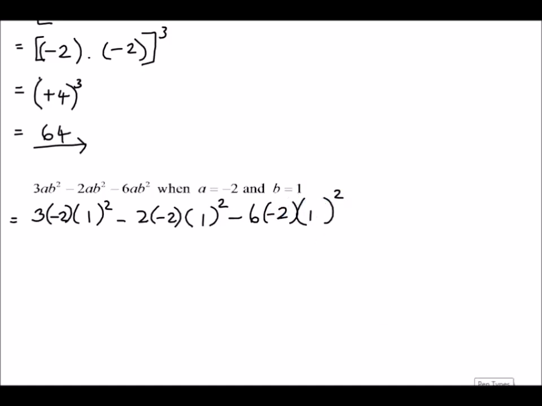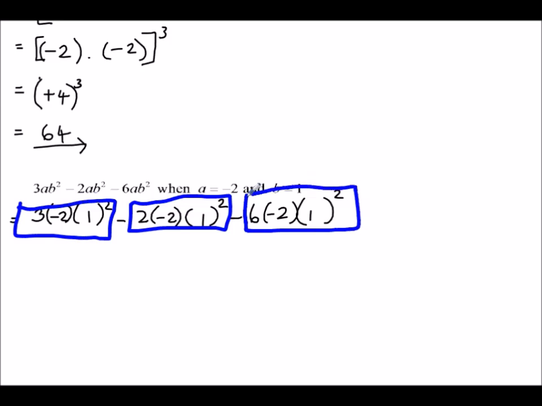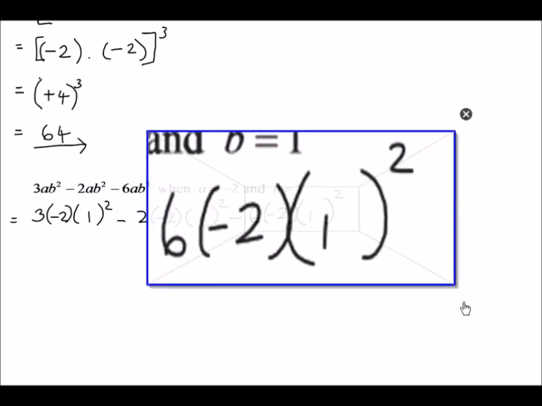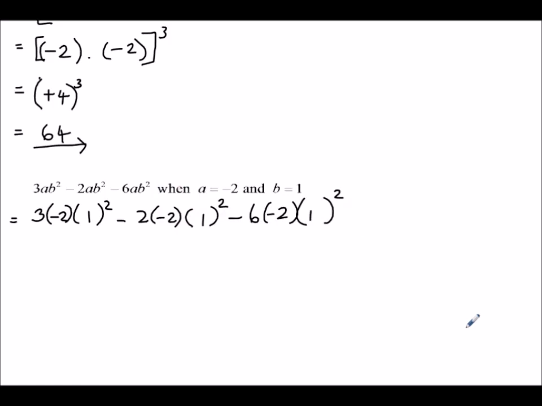I now have 3 terms. There's one term, here's the second term, and here's the third term. Now remember, the signs belong to the term that follows it. Right, so I'm going to simplify each one on its own, separately. Okay, so I have 3. I must first deal, remember, BODMAS, so I'm dealing with the exponent part first.